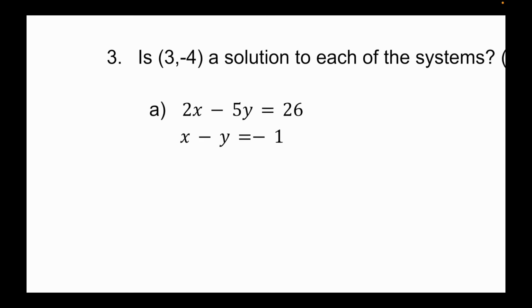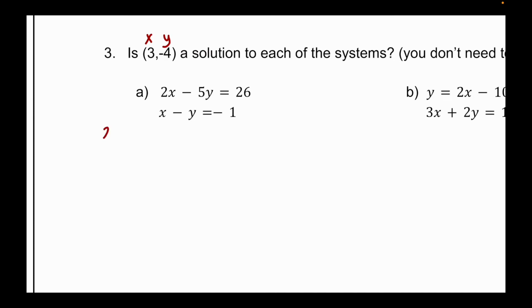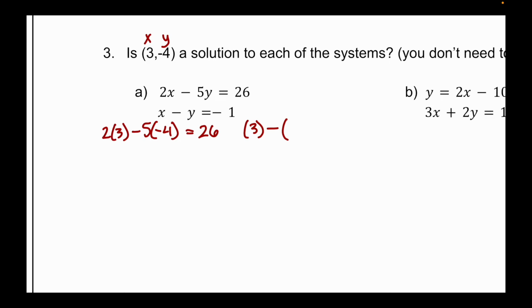So let's do that for this first one here. So 2x minus 5y equals 26. We want to know, is 2 times 3 minus 5 times negative 4 equal to 26? And we also want to know, is 3 minus, now this is where things can be tricky because it's minus y, so it's like a negative 1y, so it's minus negative 4, equal to negative 1?